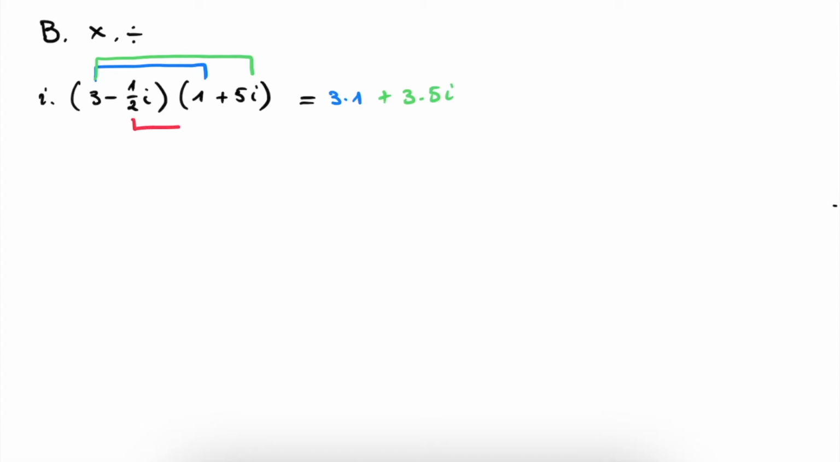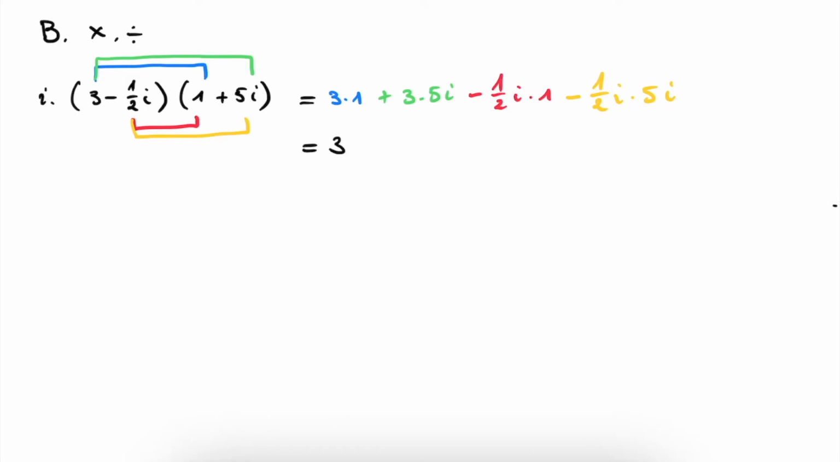Then we multiply this minus 1/2 times I with this 1. So we get minus 1/2 I times 1. And finally, we multiply this minus 1/2 I with 5i. So we subtract from this minus 1/2 I multiplied by 5i. And this is of course the basic distributive property that you would use if you would multiply two brackets with each other. So we can calculate this.